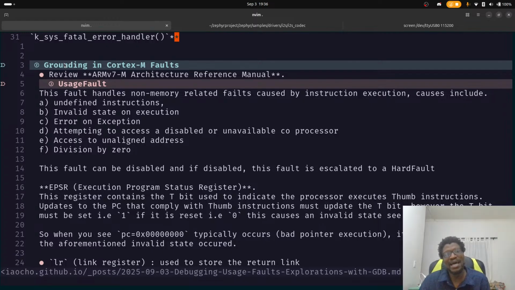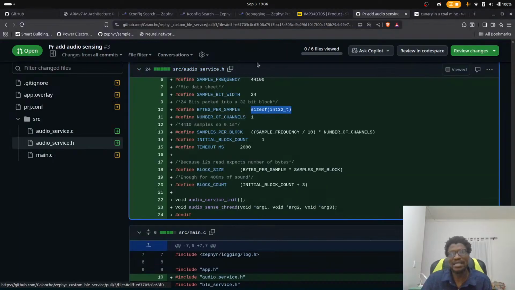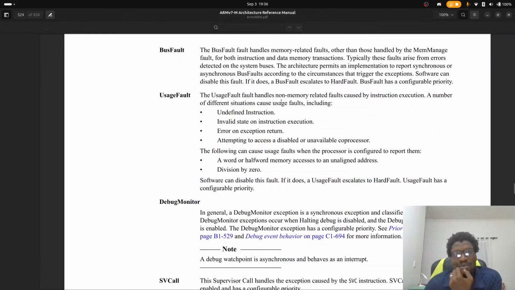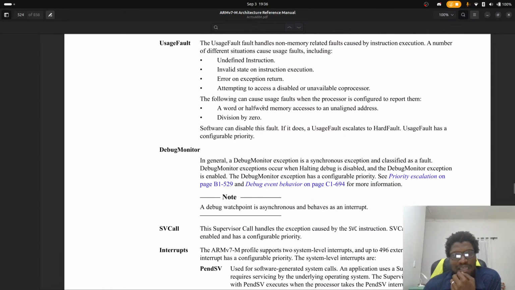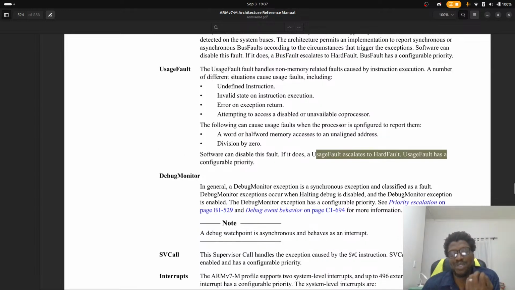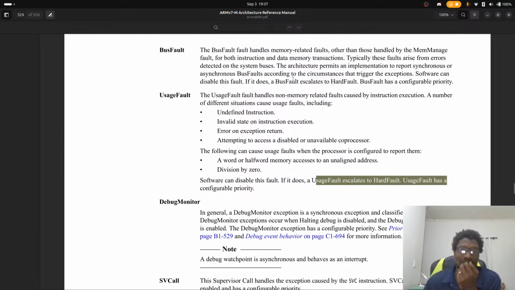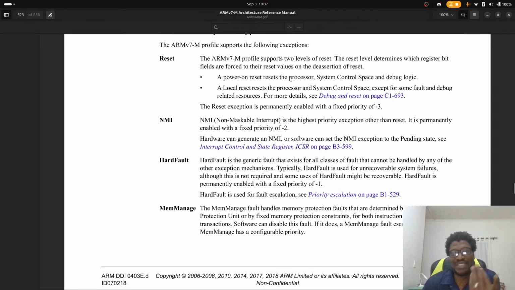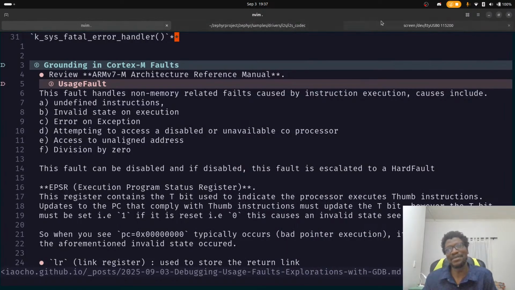Before we go on, let's look at the note. Software can disable this fault, and if it does, a usage fault escalates into a hard fault. You can also put priorities on which fault to handle first. Faults are documented, and a hard fault is the generic fault. I promised to do usage faults, and I'm trying not to jump out to something else, so let's go and look at our error again.